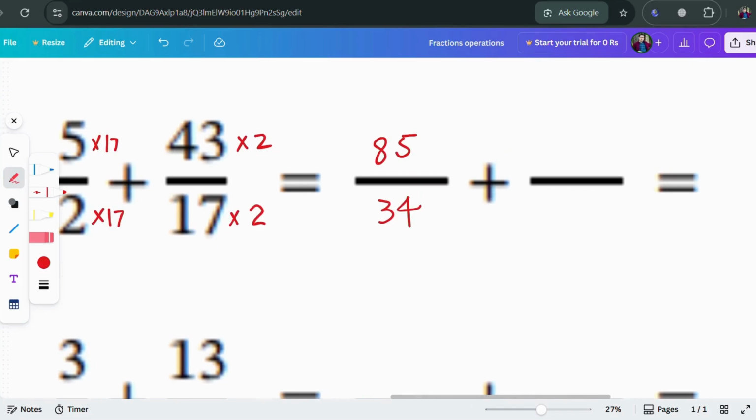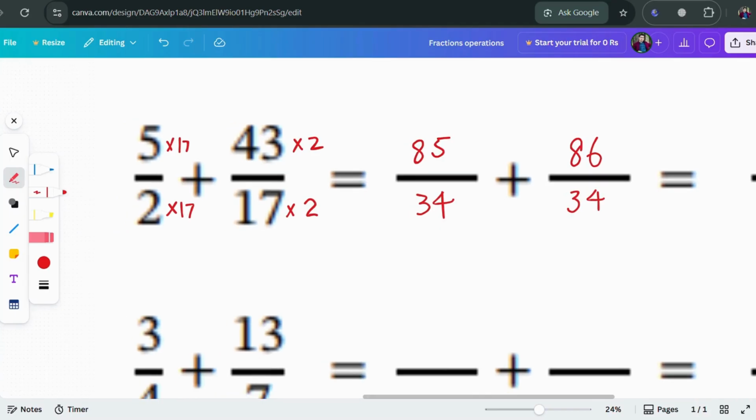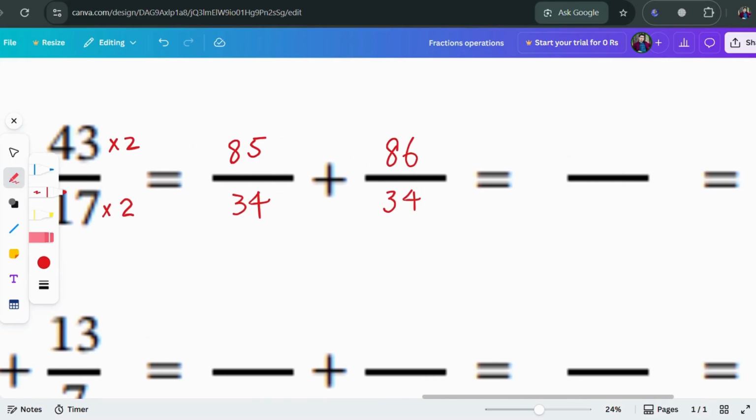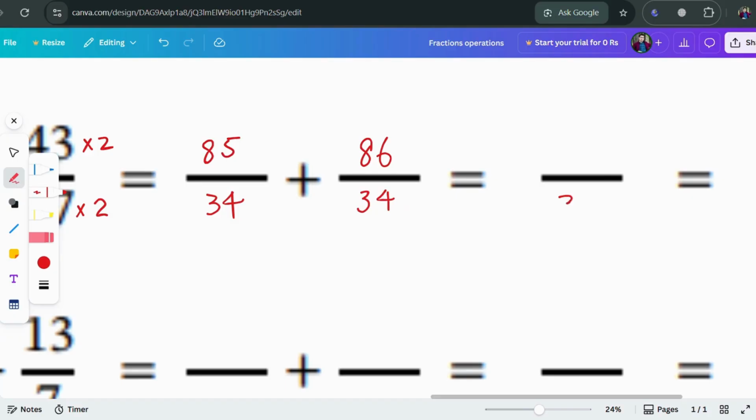Similarly, for the second part, 43 multiplied by 2 is equivalent to 86, and 17 multiplied by 2 is equivalent to 34 again. Now as we've got the common denominator, we will just add them together. So 34 will go that way, and we'll just add the numerators. So 85 plus 86 is equivalent to 171.